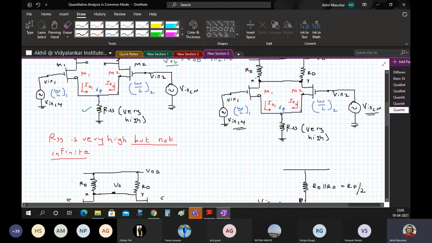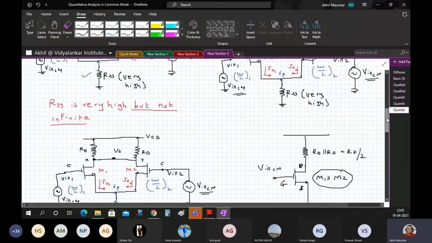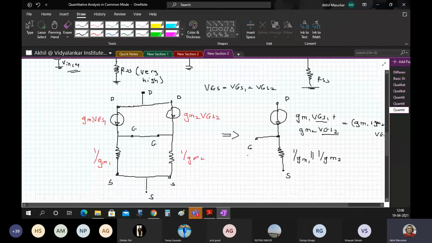This gives rise to RD becoming in parallel with this RD, which gives me this circuit, that is RD parallel to RD, RD by 2. And for M1 and M2, the drain of M1 is connected to the drain of M2, the source of M1 is connected to the source of M2, and the gate of M1 is connected to the gate of M2. The way to show that is this way. This is M1, this is M2.